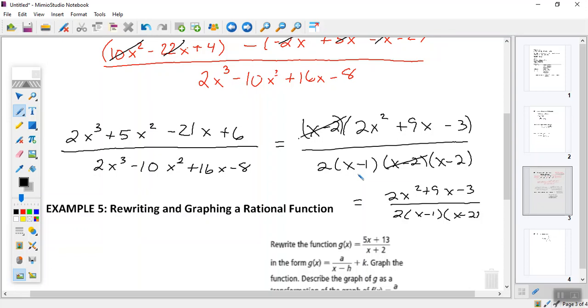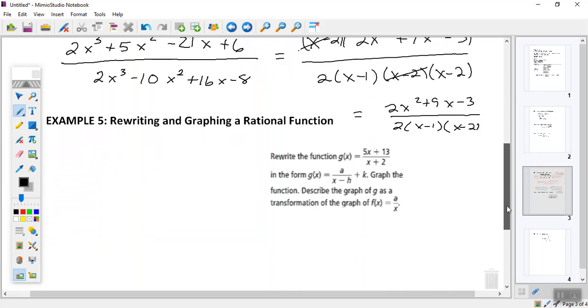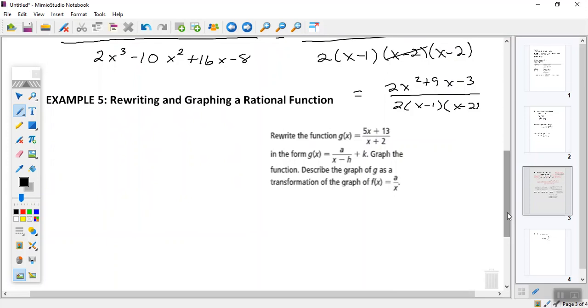Now, I don't know why in example 5 they talk about this again. We've already done this right here, kids. You remember back in section 6.2 we had some rational functions that we divided out to the form a over (x minus h) plus k. So h was like your vertical asymptote, and k would have been your horizontal asymptote. Remember doing that? So just a quick review on this again, kids.